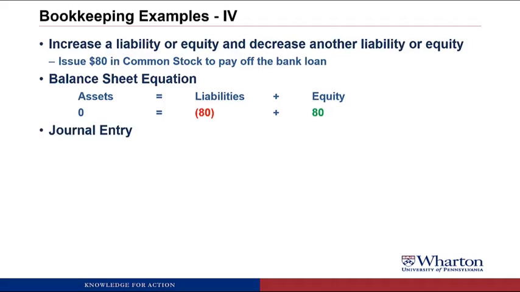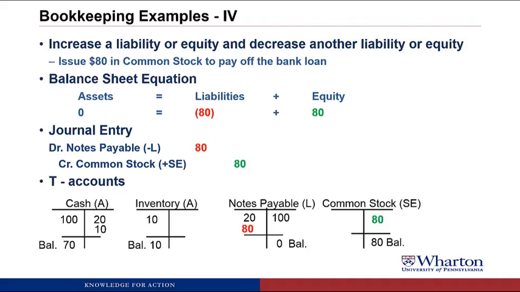For the journal entry, we want to debit notes payable for 80 because notes payable is a liability that we want to reduce. Liabilities have credit balances. We reduce them with a debit, so debit notes payable. We want common stock to increase. Common stock is an equity account which has a credit balance. We increase a credit balance account with a credit. So we credit common stock to increase stockholders' equity by 80.